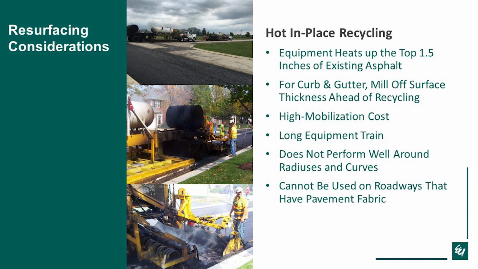So for curb and gutter areas, obviously you need to mill off whatever thickness of your wearing surface you want to put on. So if you want to put 2 inches of surface, you'd have to mill 2 inches of surface first, then come in and do the hot-in-place recycling. There is a high mobilization cost, so you would want to do a fairly large section of roadway to do this. You wouldn't want to just do 1 or 2 blocks. There's a long equipment train. It's usually about 40 feet with the unit that heats the asphalt back up, the scarifying unit, and then there's a unit that adds in an asphalt rejuvenator back in and paves it back down.